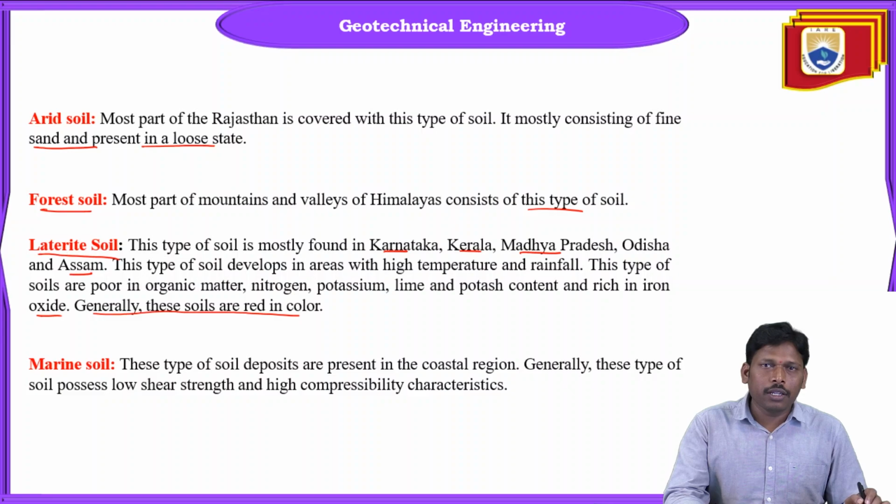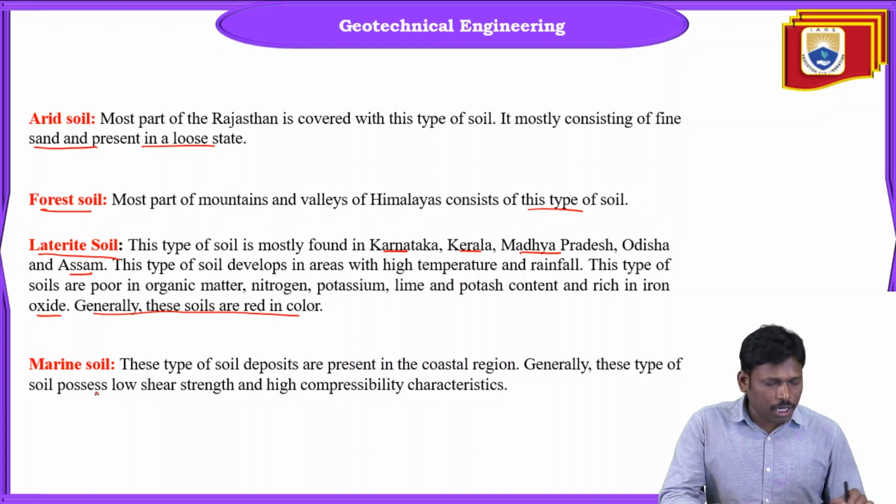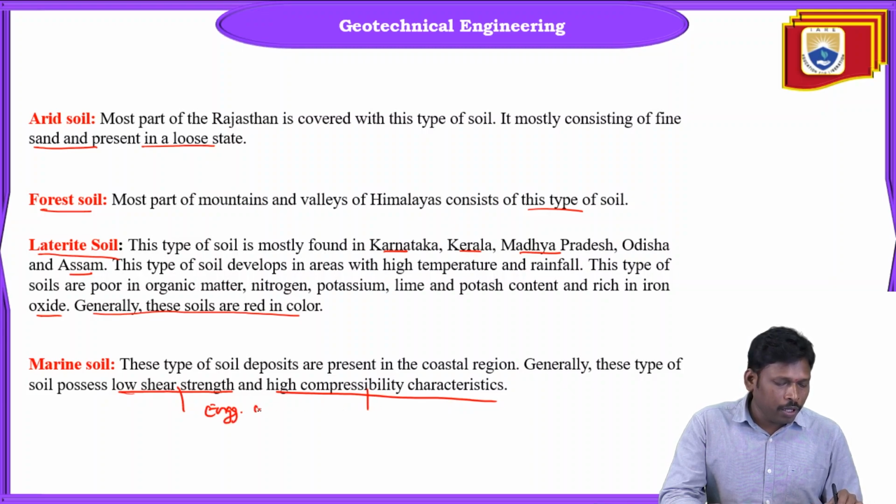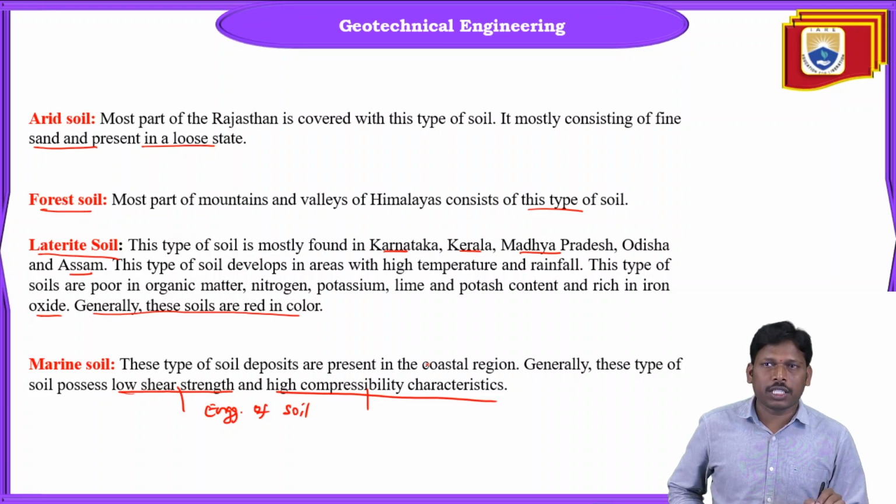Another one is marine soil. So the transporting agent is seawater. This type of soil actually deposits in the coastal regions. Generally, this type of soil possesses lower shear strength and high compressibility characteristics. So these shear strength and compressibility are actually engineering properties of soil. So the marine soil actually possesses what? Low shear strength and as well as high compressibility characteristics.